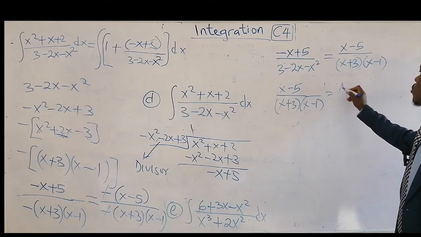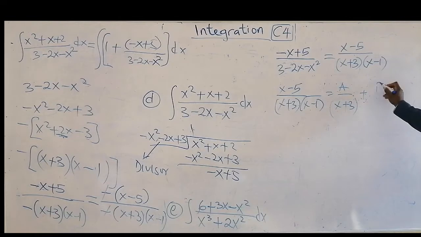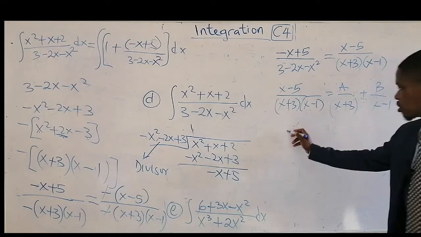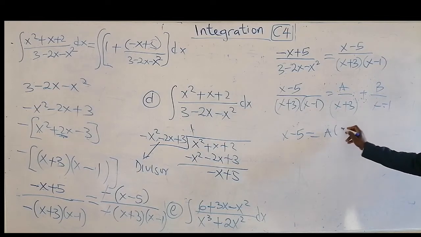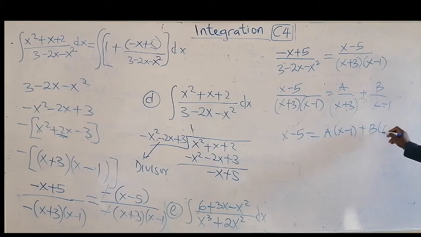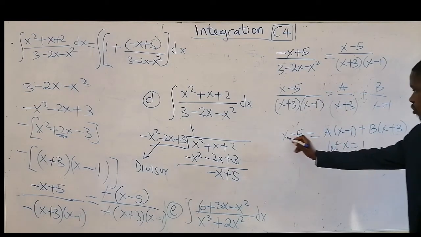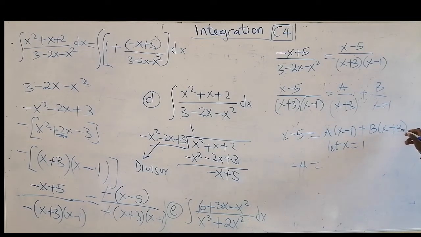That will be equal to A over x plus 3 plus B over x minus 1. So x minus 5 is equal to this times this, that's A times x minus 1, then plus this times this, B times x plus 3. Let x be 1, so we have 1 minus 5, that's minus 4, equal to 1 plus 3, that's what?